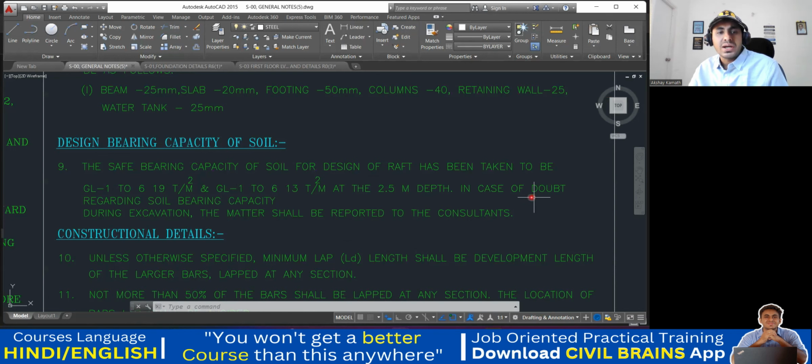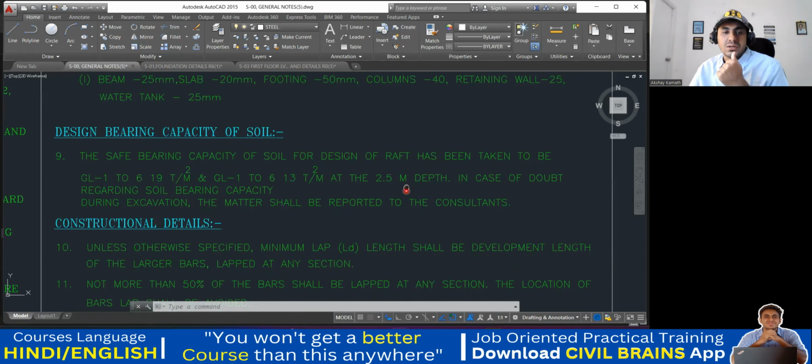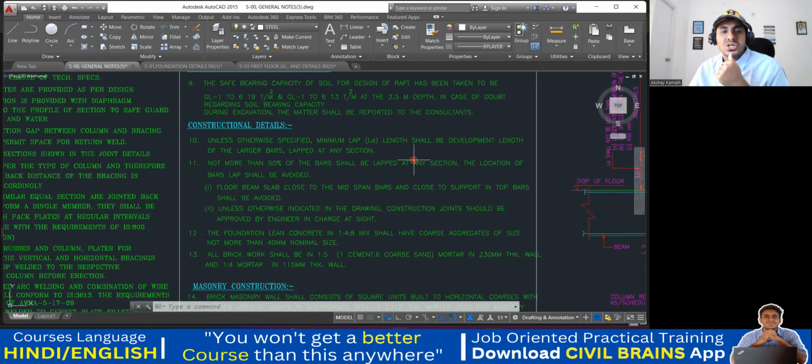In case of doubt regarding the soil bearing capacity during excavation, the matter shall be reported to the consultant. So here what they have given, they are telling that at the depth of 2.5 meter, you are getting all this bearing capacity of the soil. If you don't get such bearing capacity of the soil, those things can be brought to the notice of the consultant.